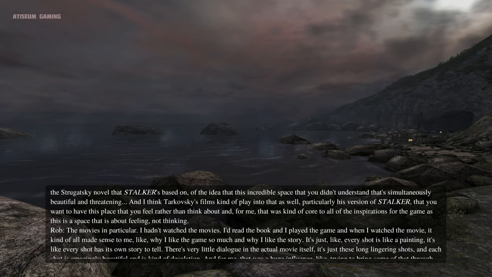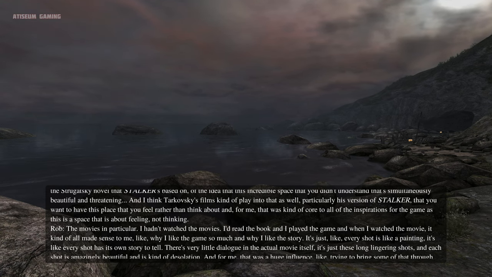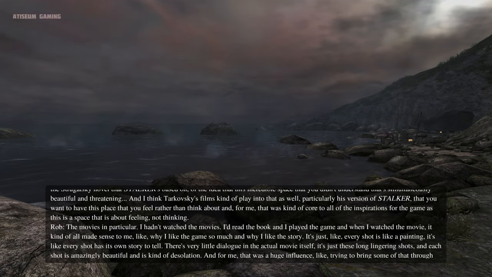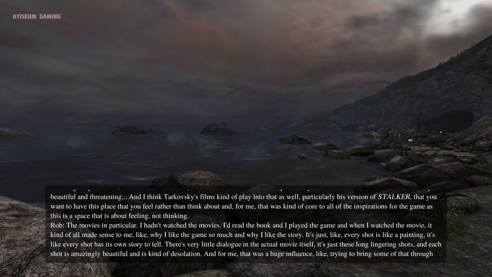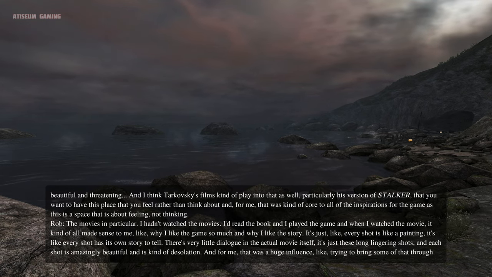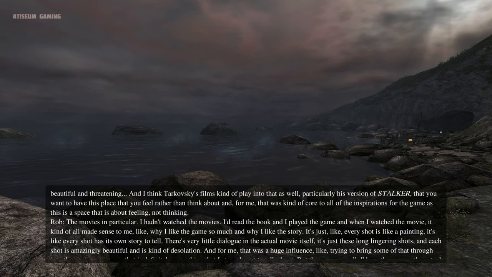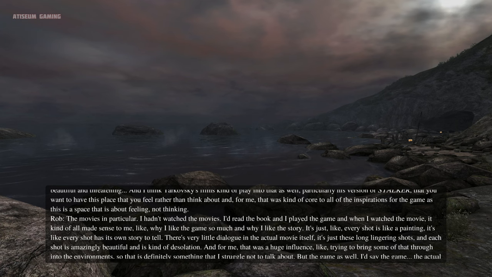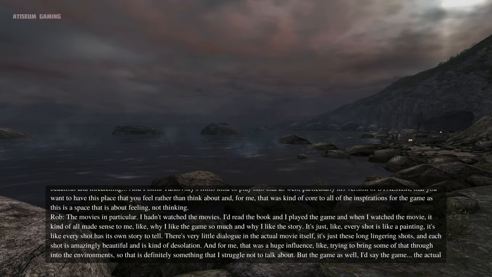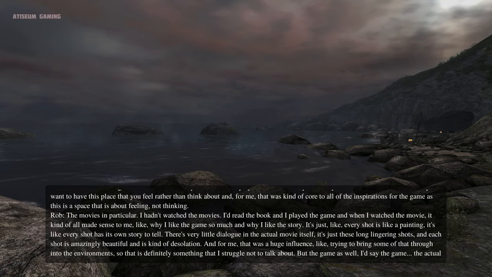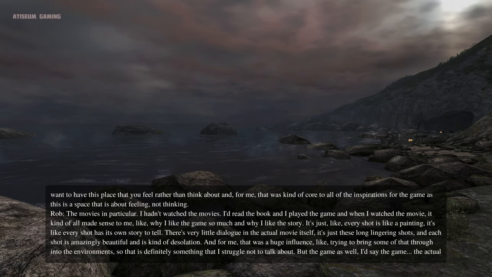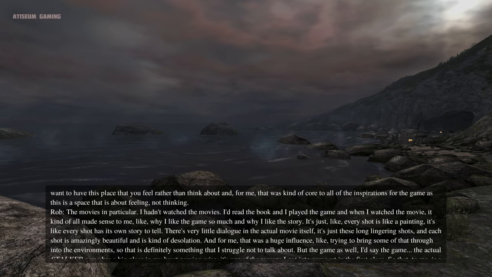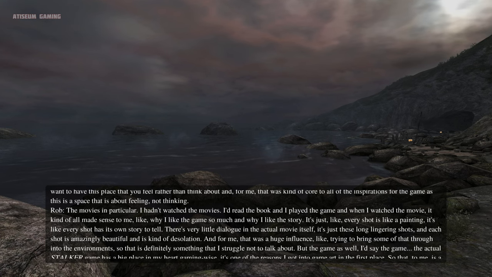It's just like every shot is a painting. Every shot has its story to tell. There's very little dialogue in the actual movie itself. There's just these long lingering shots, and each shot is amazingly beautiful and kind of desolate. For me, that was a huge influence, trying to bring some of that through into the environments. So that is definitely something I'm going to struggle not to talk about.